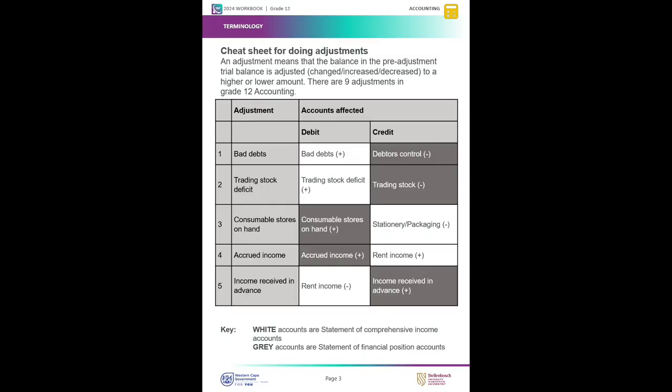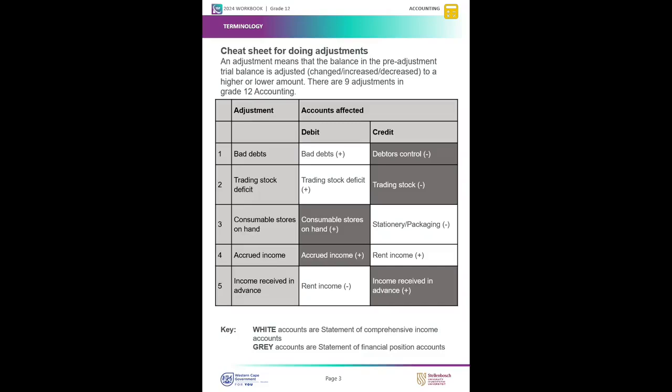Then we have consumable stores on hand. Once again, another grade 10 adjustment. Consumable stores on hand will be debited and stationery or packaging material will be credited or minused. Now, bearing in mind, this information will be found in your additional information once you are given that.